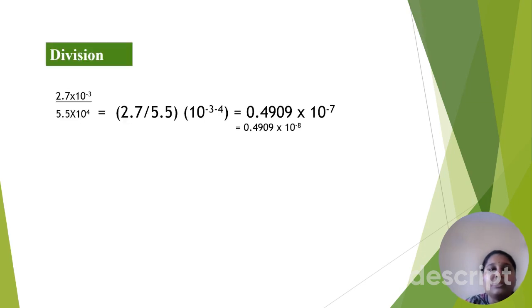So division is also the same. You have to subtract the exponents here. In multiplication you have to add. In division you need to subtract. 2.7 by 5.5, that is 10 power minus 7. You get this value.